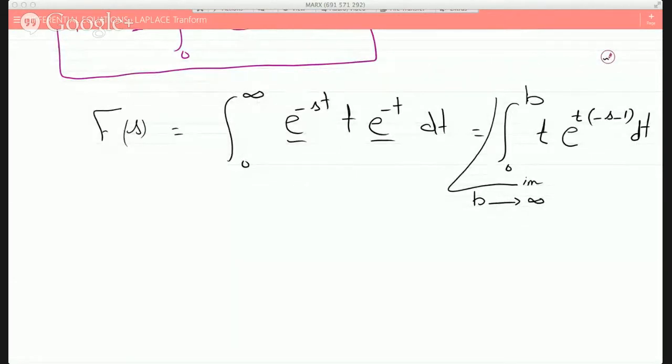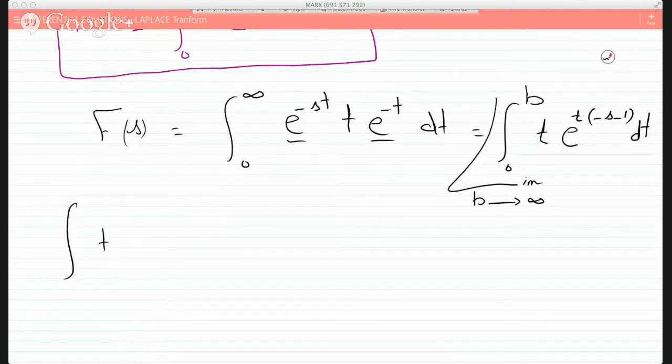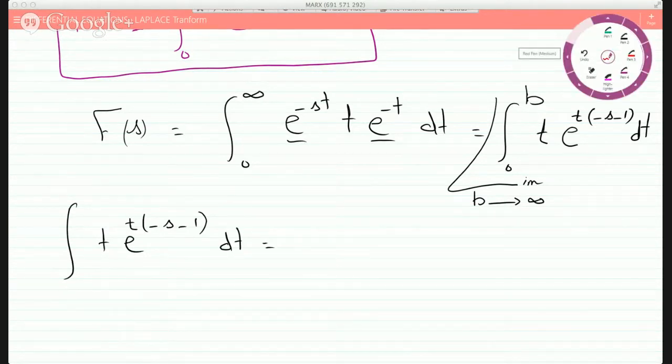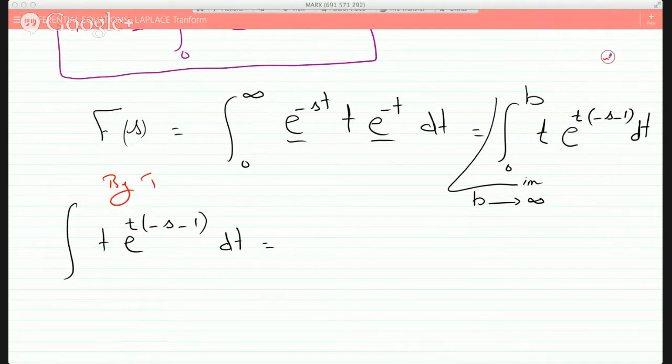Do you remember how to evaluate the integral of t e to the t times minus s minus 1 dt? This is by parts, right? This needs by parts. Okay, so let's go ahead and do it.